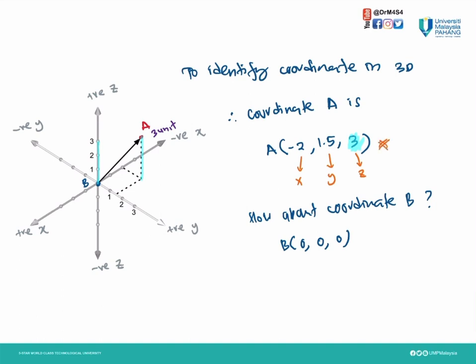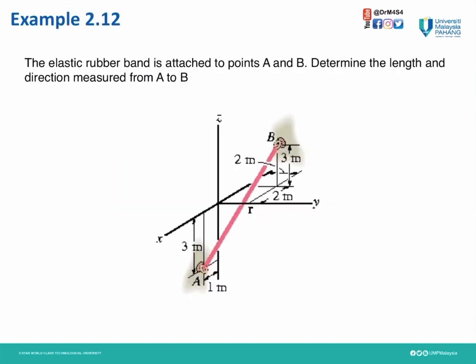What is the coordinate for B? Certainly, B is the origin, which is the intersection. Therefore, the coordinate for that is 0, 0, 0. Now let's do example 2.12. This elastic rubber band is attached to points A and B. We need to determine the length and direction measured from A to B. So please make sure you are able to imagine this in 3D.